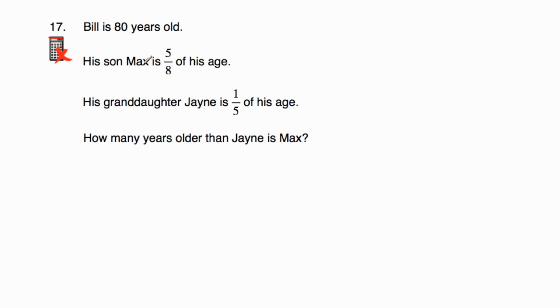So let's work out how old his son is, Max, and how old his granddaughter is, Jane, and then work out the difference between their ages. So let's start off with Max. Max is 5/8 of his age. So if we work out 5/8 of 80, that'll be how old Max is.